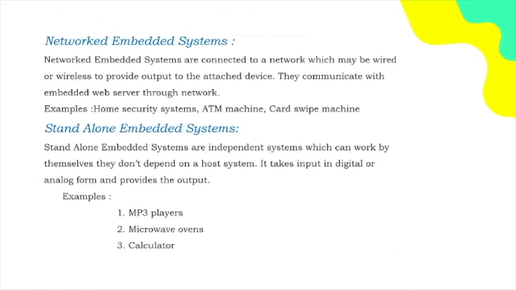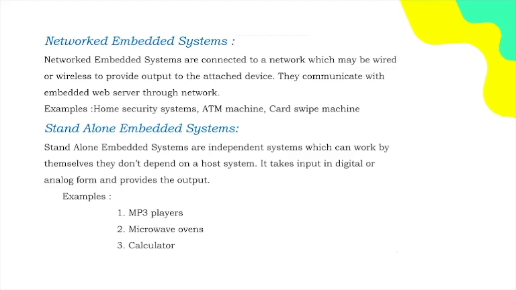The second one is network embedded system. Network embedded systems are connected to a network, which may be wired or wireless, to provide output to the attached device. They communicate with embedded web servers through the network. Examples are home security system, ATM machine, card swipe machine.